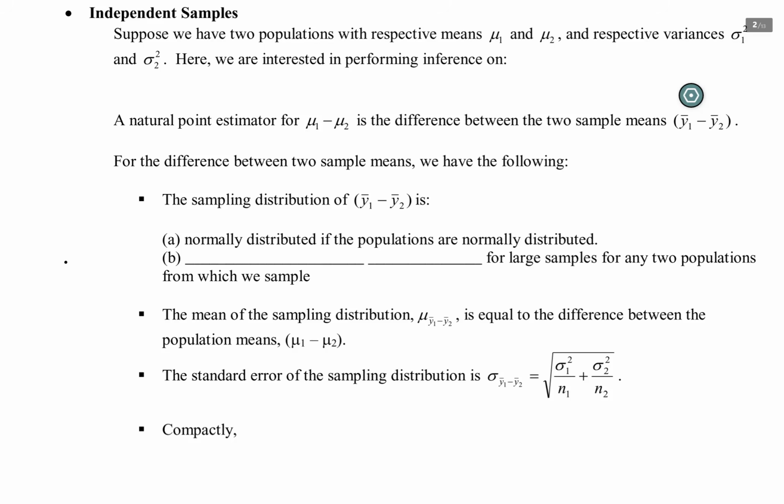Hello, here we continue on with two-sample inference. In particular, we are going to look at some methods when the two samples are independent of each other. The starting place here is that suppose we have two populations with respective means mu1 and mu2 and respective variances sigma 1 squared and sigma 2 squared. And really here we are interested in performing inference on mu1 minus mu2.